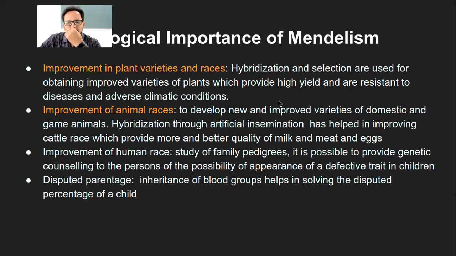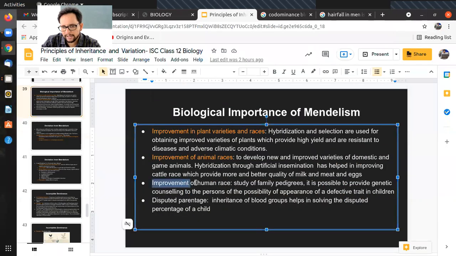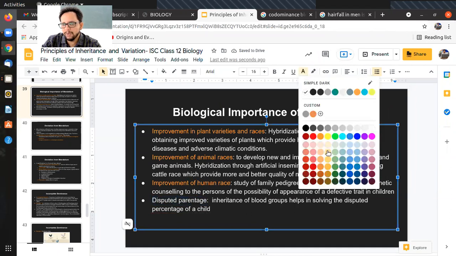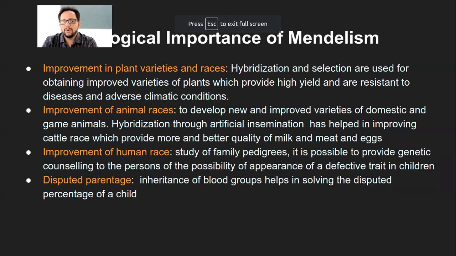Now, in case of biological importance, let me just highlight these points which are missed. That is how Mendelism is actually being used in the biological systems, right? So the first point is improvement of plant varieties and races. If you remember the earlier discussions, we had already discussed this part to some extent.